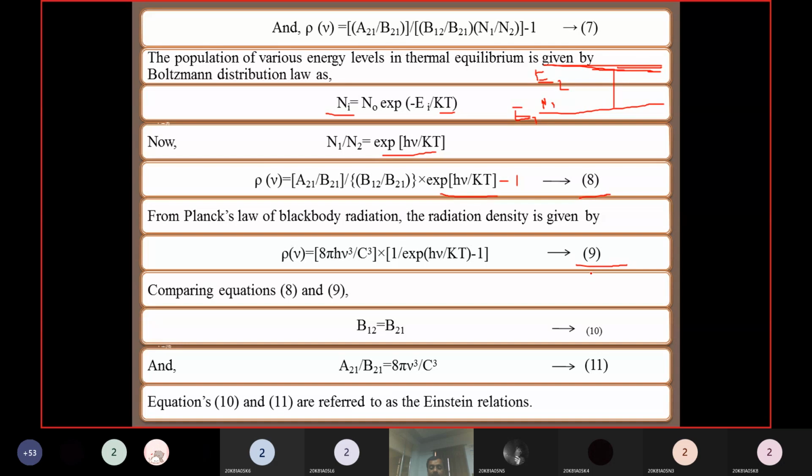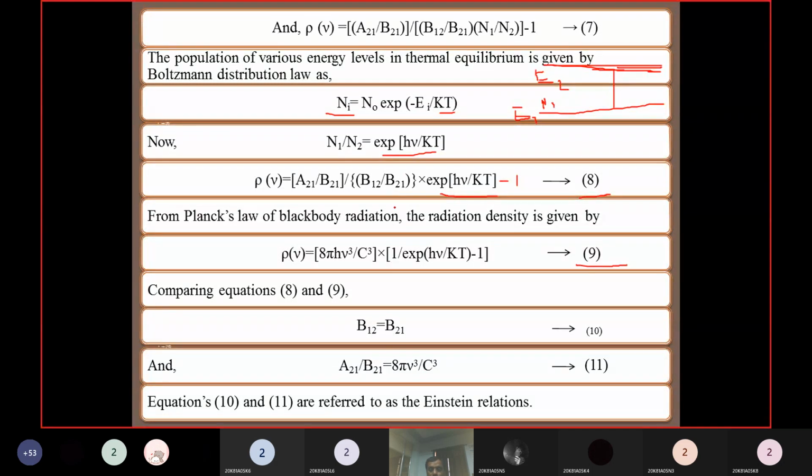Compare equation 8 and 9. If you compare, what are we getting here? The above term is 8 pi h nu cube by c cube. So A21 by B21 is equal to 8 pi h nu cube by c cube.